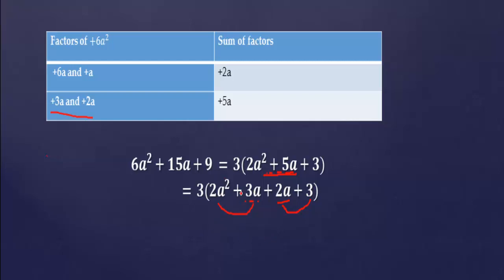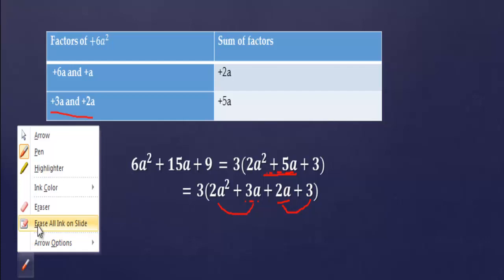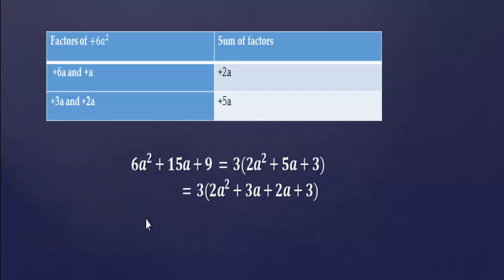In this one, what is common here is a. A is going to be outside: a open bracket 2a plus 3. And then what is common here? There's nothing, that is only 1. So 1 open bracket 2a plus 3. Are you getting it now? That's what we are going to get. I want you to follow carefully, and then let's move on.